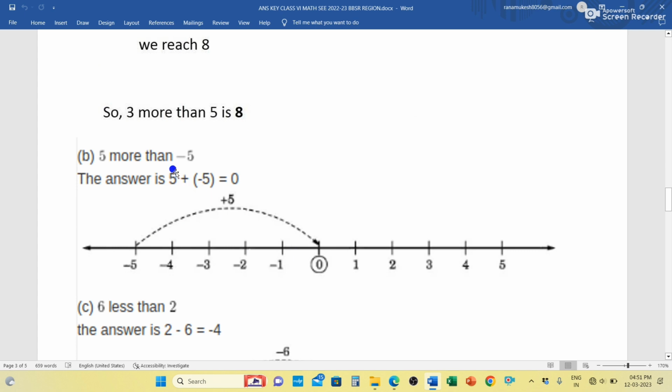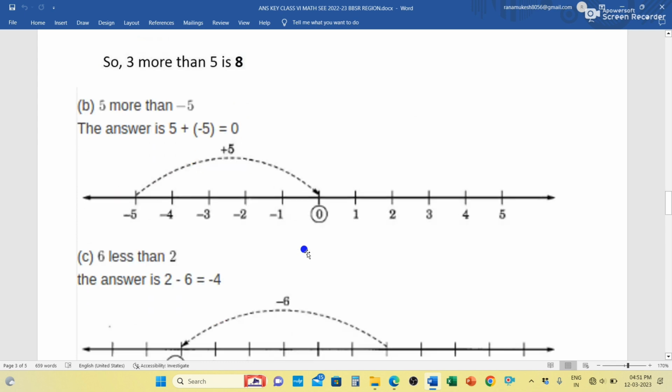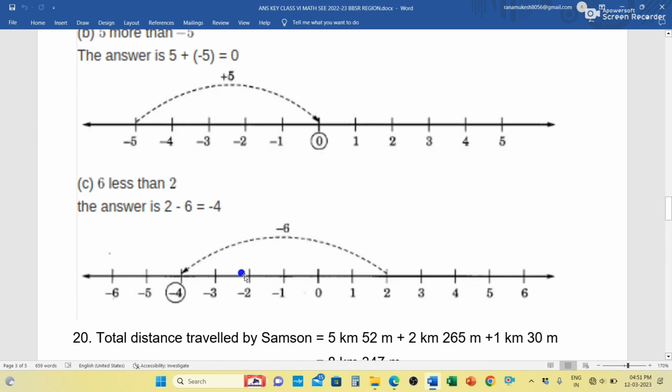Like that. 5 more than minus 5. You will have to jump to the right side, 5 steps. 1, 2, 3, 4, 5. It will be 0. Okay. Minus 5 plus 5 equals 0. 6 less than 2. 6 less than 2 means you have to go left side. From 2 you have to go left side 6 steps. 1, 2, 3, 4, 5, 6. You will reach minus 4. Okay, so 6 less than 2 is 2 minus 6, that is minus 4.